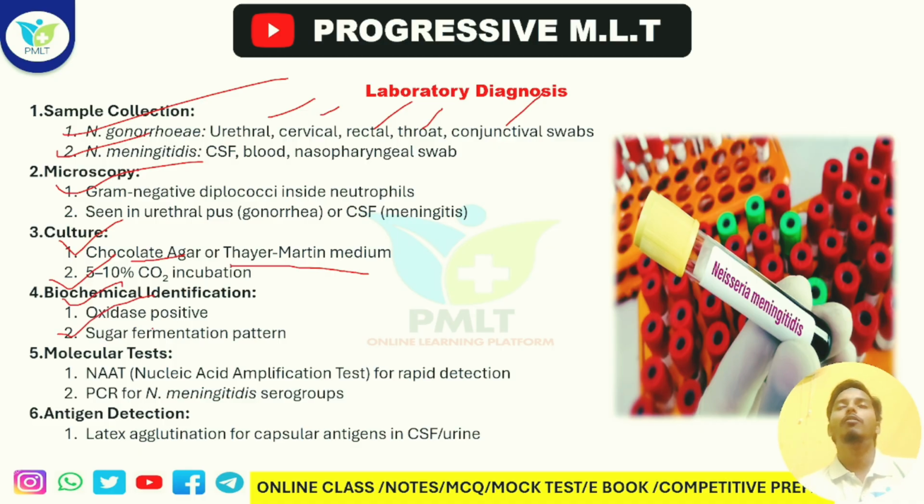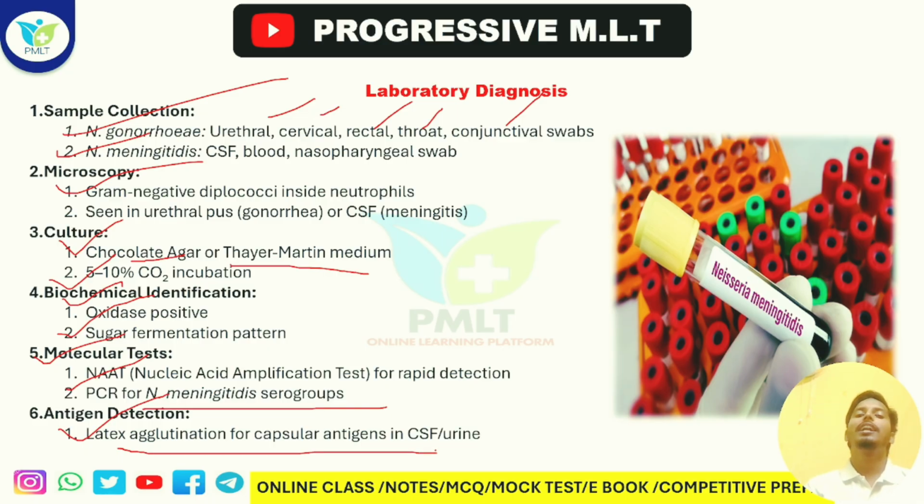After that, in molecular biological tests, we have to do the NAAT, that is nucleic acid amplification test. We can also do PCR for Neisseria meningitidis. The last one is antigen detection. We may also do antigen detection by the latex agglutination test. That's all related to Neisseria meningitidis as well as Neisseria gonorrhoeae. That's all for the lab diagnosis.